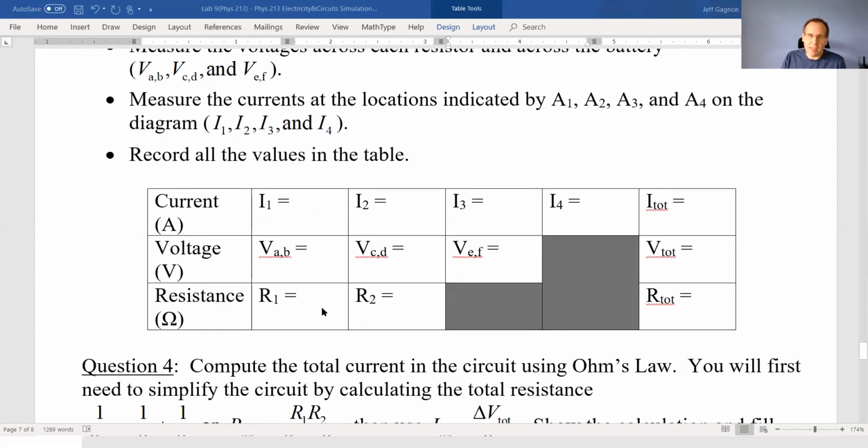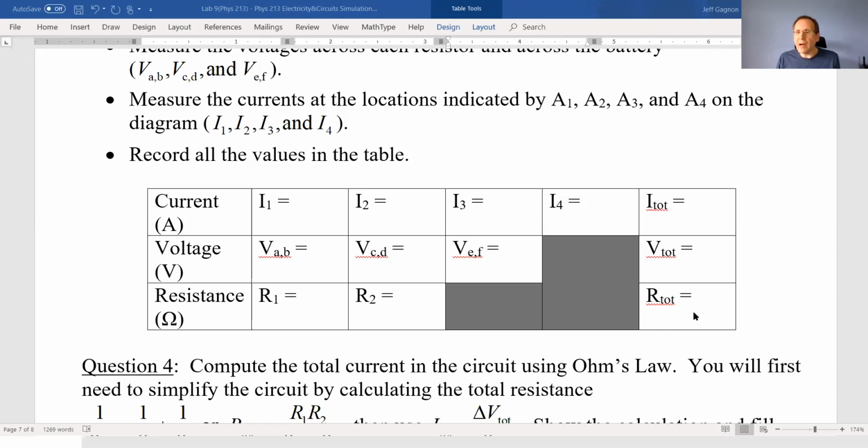For R1, you can put 10 ohms. R2, you can put 20 ohms. Now, V total in this case, remember, is the voltage across the battery. So whatever you got for VAB, and these really should all be the same, because it's a simulation, they're going to be exact. Whatever you got for VAB, you consider that to be your V total. That's going to be your total voltage drop across the battery.